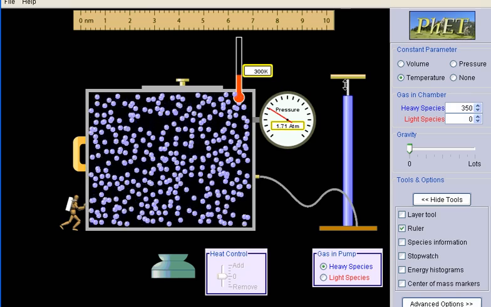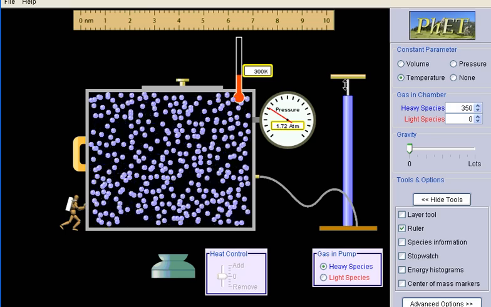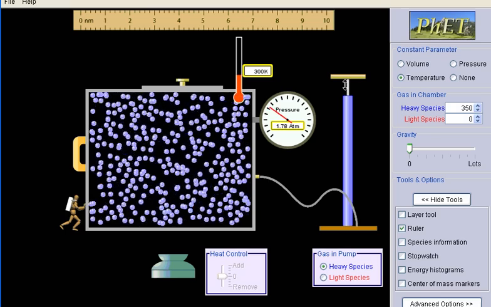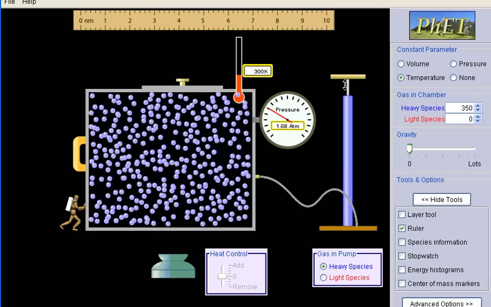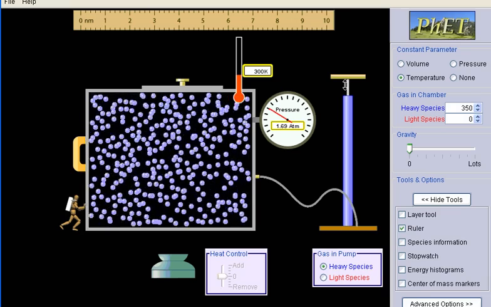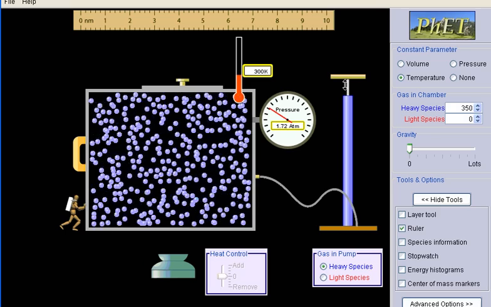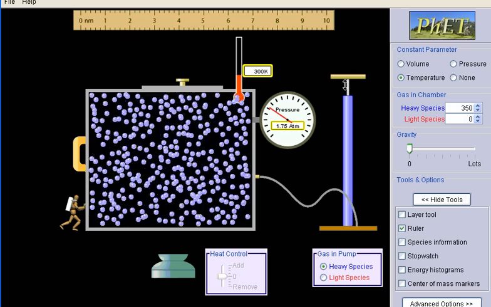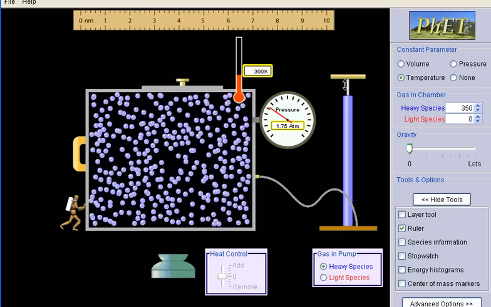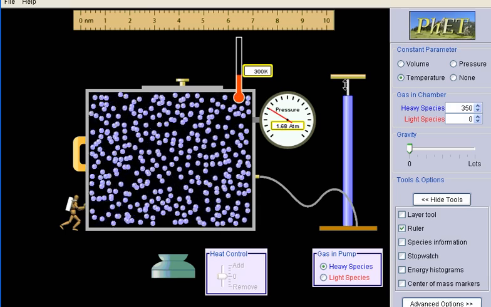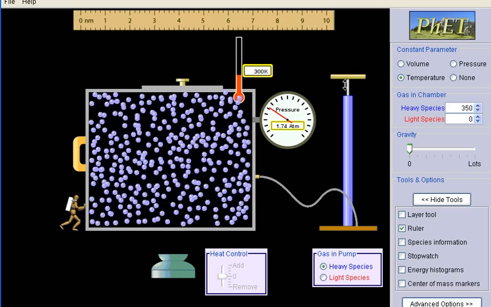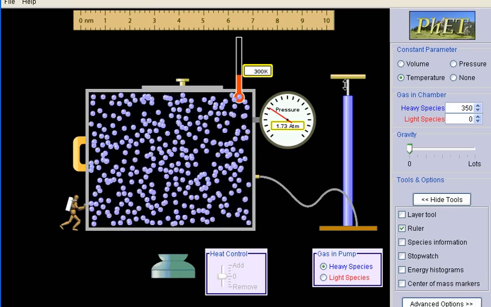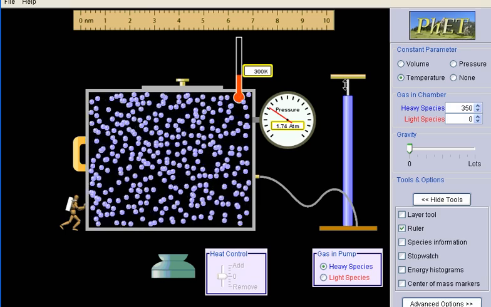Just to review, you're going to have 4 different labs of this experiment. One is keeping temperature and number of moles constant, changing the volume to find out the pressure. Then keeping volume and number of molecules constant, you're changing the temperature to see what happens to the pressure. You're going to keep the pressure and the number of molecules constant, change the temperature and see what happens to the volume. And then lastly, in this example, we're keeping temperature and volume constant, changing the number of moles to find out what happens to the pressure.